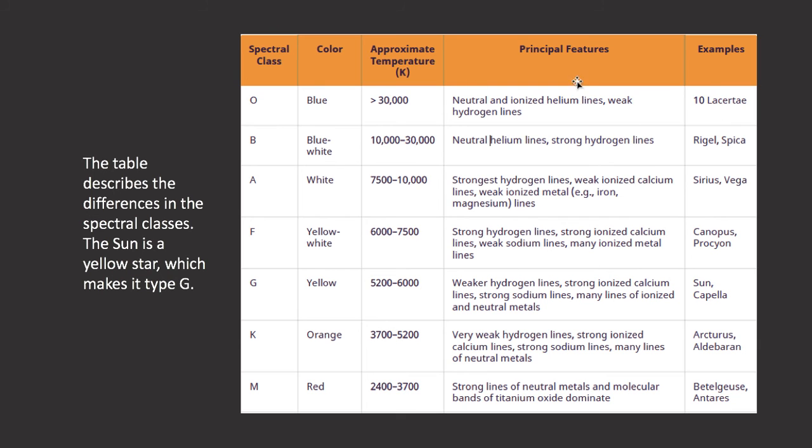And then there's some features of the spectral lines. And you'll notice that in the hot stars like type O, you have neutral and ionized helium, hydrogen. So those are the smallest atoms that are there. But then when you get to type M stars, you have metals and molecular bands. So much more complicated things can exist in the cooler environment.